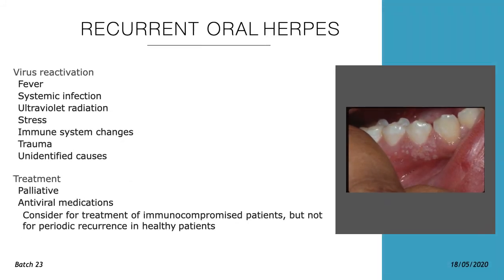So what are all the reasons for viral reactivation? Why does the virus get reactivated? There may be many reasons for viral reactivation, like fever, systemic infection, ultraviolet light, stress, immune system changes, trauma, or some other unidentified cause. Anything can reactivate the virus. Once the virus is reactivated, it will show some symptoms and it resolves within 7 to 14 days. So the treatment is again palliative. There is no need of any active treatment unless the patient is immunocompromised.